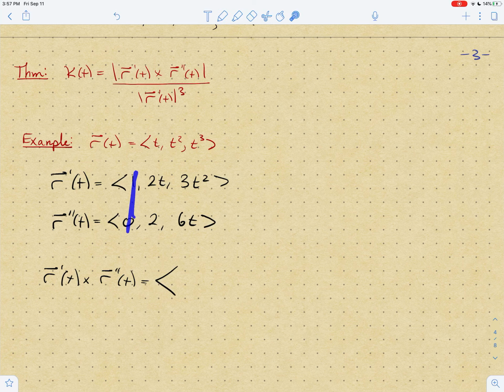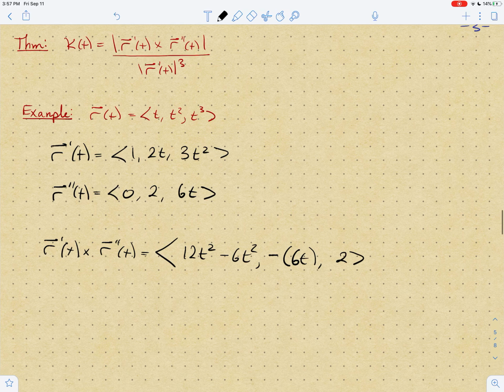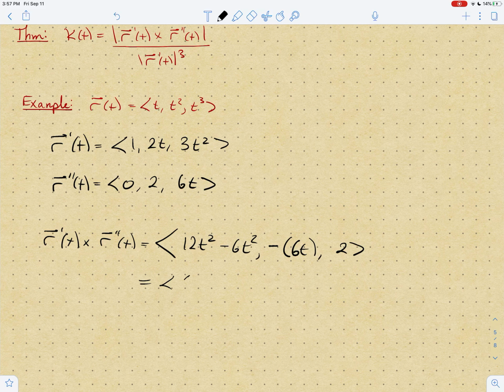So I'm going to hide this part and do this one minus that one. And so I get 12t squared minus 6t squared. That's the first component. Negative, parenthesis, hide this one, 6t squared minus 0. So I'm sorry, it's just 6t. So minus 6t. The last one, we're going to hide these ones, and we just get a 2. So that's that. We end up with 6t squared, minus 6t, 2, and we can write this if we want as 2 times (3t squared, minus 3t, and 1). So that's that.